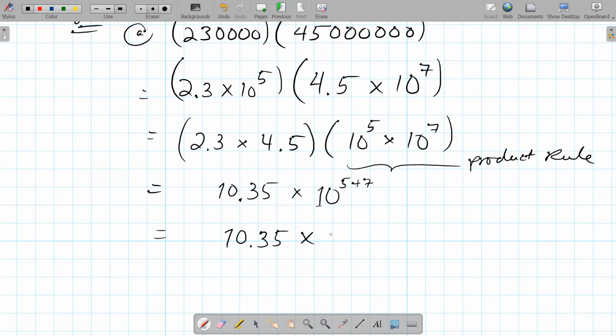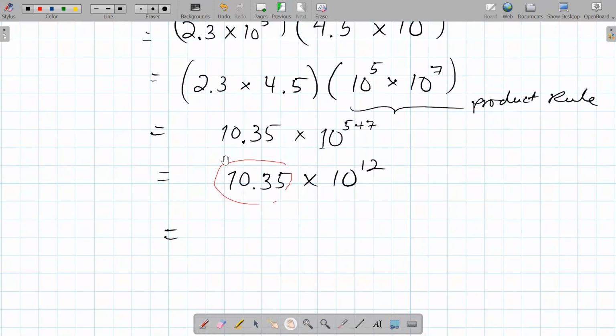10.35 times 10 raised to 12. Now, this is not right. It is not correct because this number here is more than 10, and that violates our rule. So what I'm going to do is make sure this number becomes a number that lies between 1 and 10. The only thing I can do is to move the decimal point back one time.